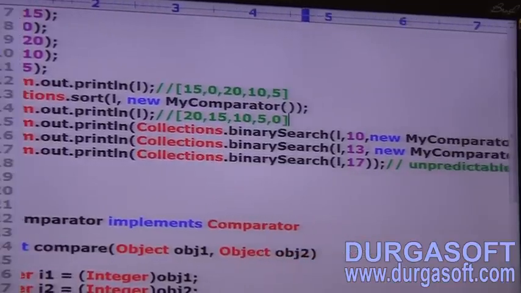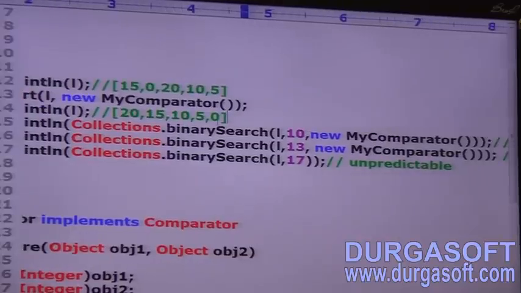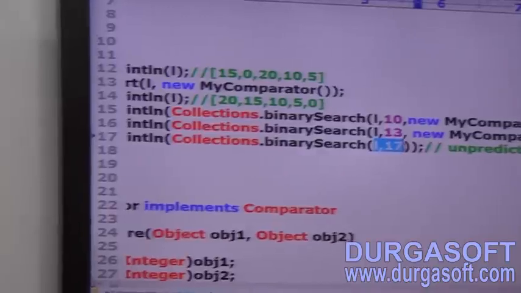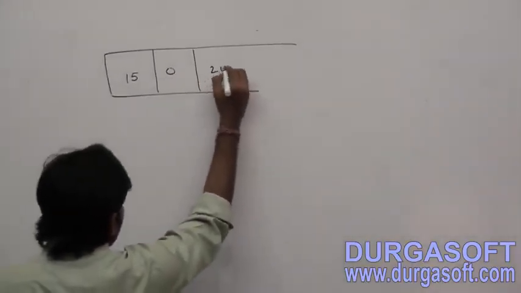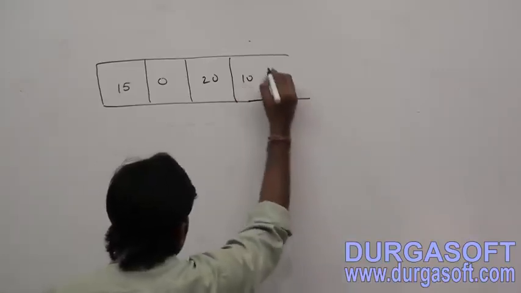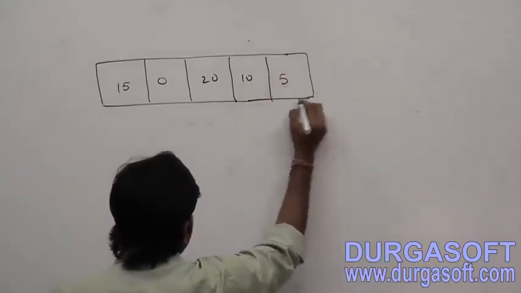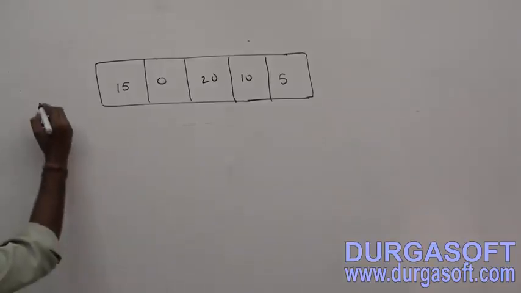Now make sure you are aware, right? Here, one minute. Can you please search the 10 element in this? Can you please search 13 in this? Can you please search 17 in this? Just observe. First, which elements did we add, before calling the sort method? 15, 0, 20, 10, 5. This is my list before calling the sort method.